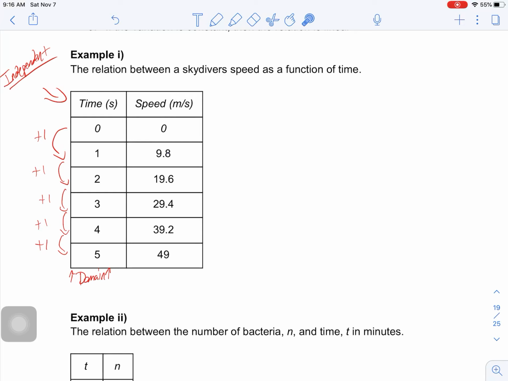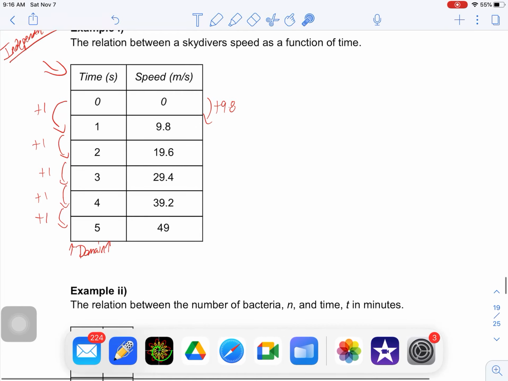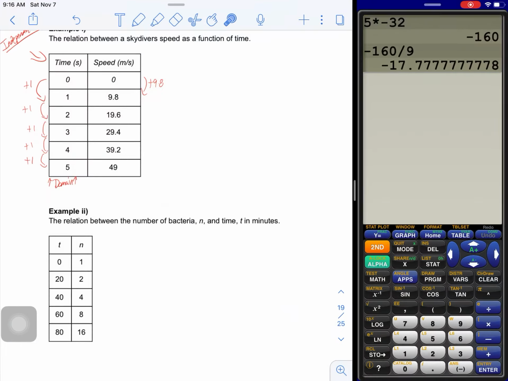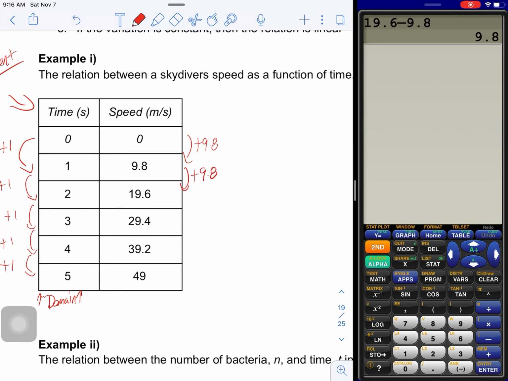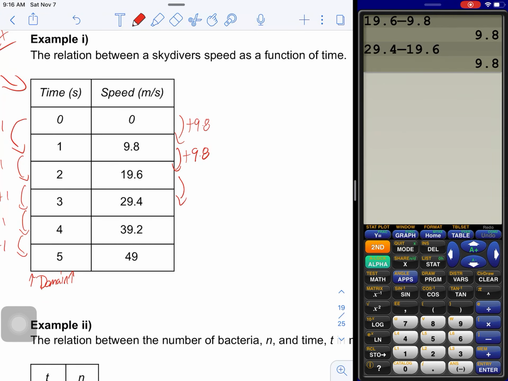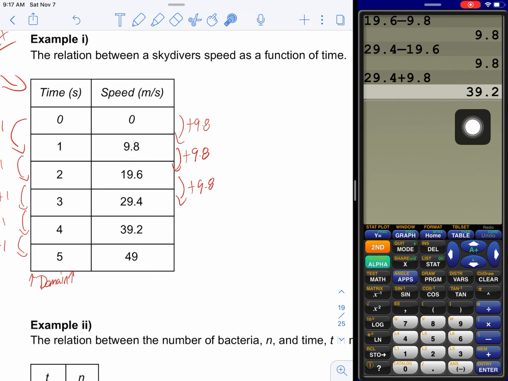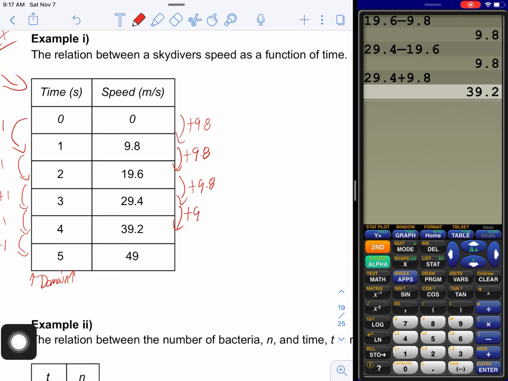So to get from 0 to 9.8, we have to add 9.8. To get from 9.8 to 19.6, well, let's see here. I'm going to bring out my calculator. So how can I figure that out? Well, I'm going to take my second value here, 19.6, and subtract 9.8. So it looks like to get from here to here, I have to add 9.8. Let's check here, 29.4. What's the difference there? Subtract 19.6, and that's 9.8 again. Now, after you get the first three, you're not quite done, but it can be easy now. Here, it should be 9.8. So let's do 29.4 and add 9.8. And look at that, it brings us to the value we want, 39.2. So we have to add 9.8 to get here.